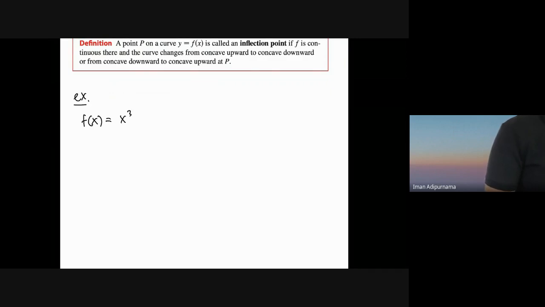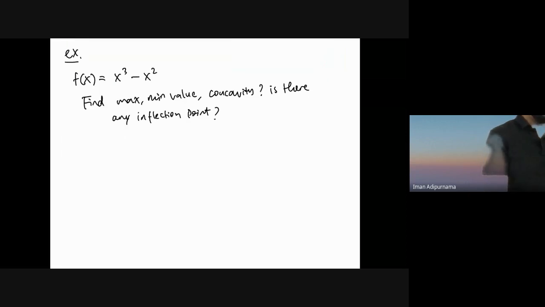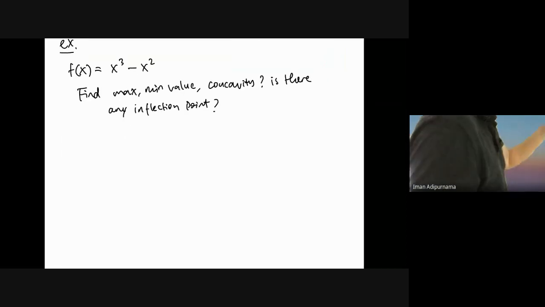Let's start with the cubic x cubed minus x squared. Find max, min value, concavity, and then is there any inflection point? And then after this, I will go to the conclusion on how we sketch a graph, and I will give you another example.